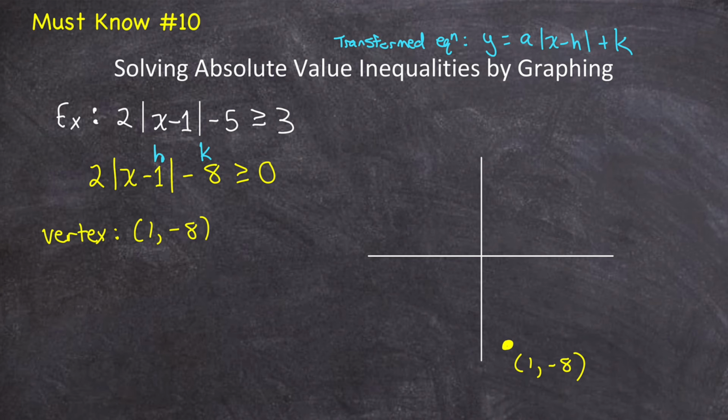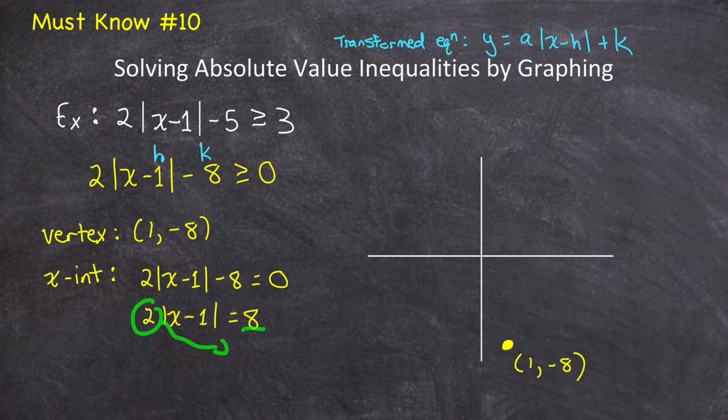And I want to know when the function is greater than or equal to 0, so I'm definitely going to want to know where it crosses the x-axis. So let's find the x-intercepts. At an x-intercept, I know the y-coordinate is 0. So I'll just set up an equation where I have the left side of the inequality set equal to 0. And now I'll solve this equation for x. I'll add the 8 to the other side. Then I'll divide this 2 to the other side, giving me 8 divided by 2, which is 4.